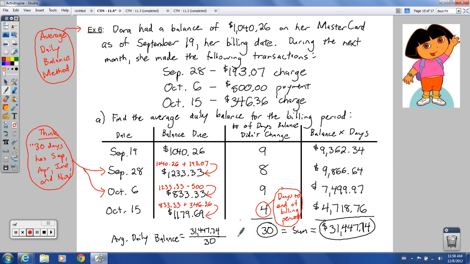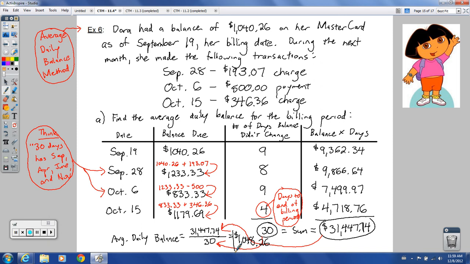In our different color, let's just make a little quick notation here. This game right here, and this right there. Alright, and then this is going to equal, this will equal, there it is, 1,048. Kind of cram this in here, 1,048.26.